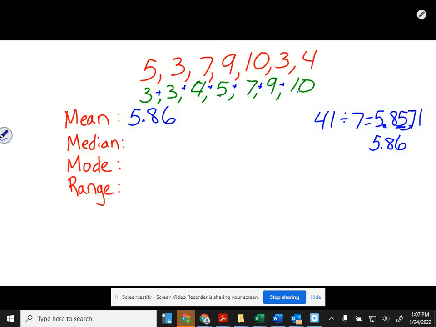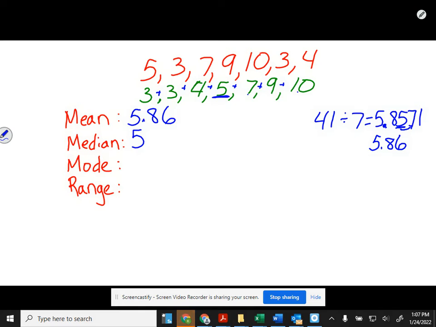How do I find my median? What does median mean, Maddie? It does mean the middle. So what is the middle of this set of numbers, Maddie? 5. The 5 is right in the middle, so this was an easy one. I know that it's 5.